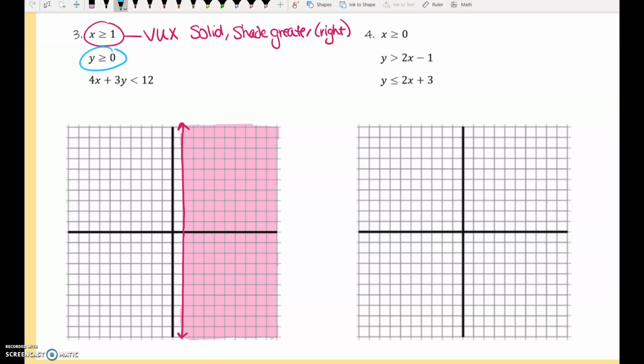Y is greater than or equal to 0. This is a horizontal line. It's a horizontal line at 0. That is the x-axis. They are wanting us to retrace the x-axis. The x-axis has the equation y equals 0. It's greater than or equal to, so this is a solid line, and we are going to shade where the y values are greater, which would be up.